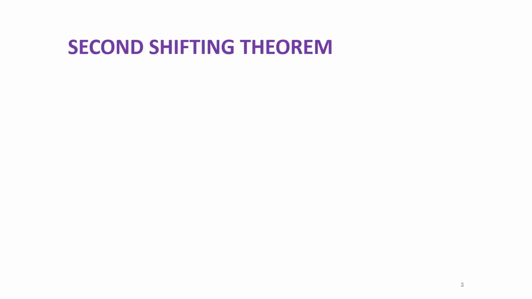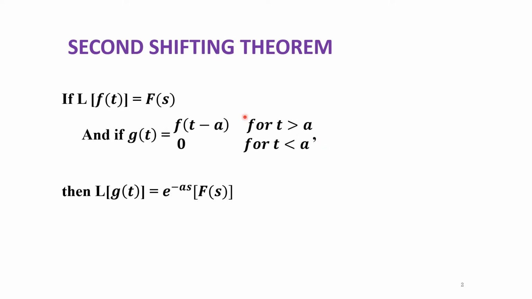The second shifting theorem states that if L of f of t is F of s, and if g of t is defined in this manner, g of t equal to f of t minus a for t greater than a, and equal to 0 for t less than a, then L of g of t is e raised to minus as into F of s. So you will be given some function g of t, then we have to write L of g of t as e raised to minus as into F of s, where a can be got from these inequalities, t greater than a, t less than a. We can get a from here.